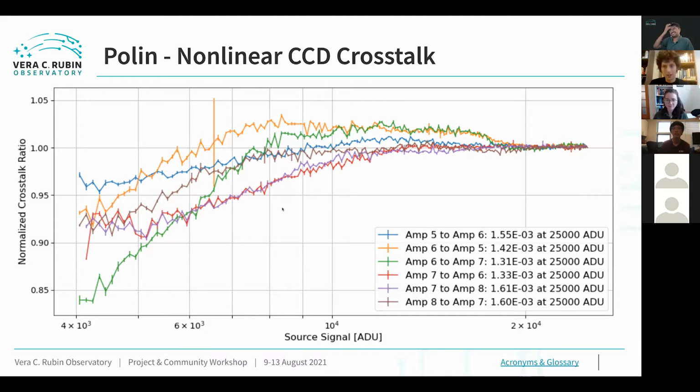Yeah. This is not linear. We don't know why that's happening, and we're not sure how easy it is to correct, but we're working on that.